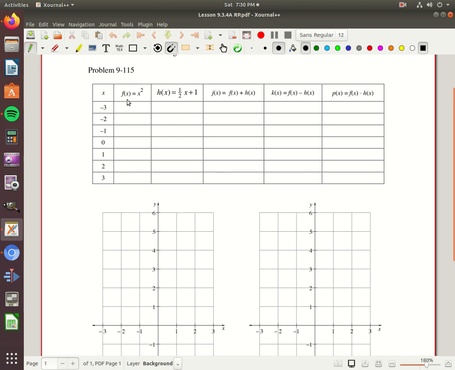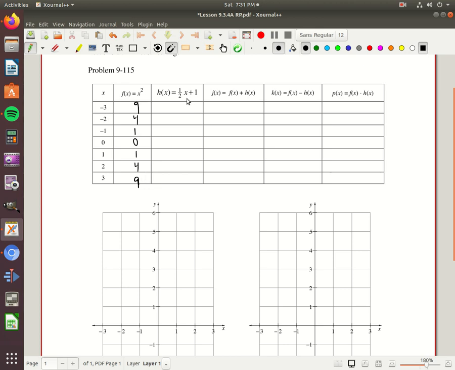So first of all, what happens when I plug negative 3 in here? Well, it's negative 3 squared, so I get 9. Negative 2 squared, I get 4. Negative 1 squared, I get 1. 0 squared, I get 0. 1 squared, I get 1. 4, and 9. I hope you're all okay with plugging those in.